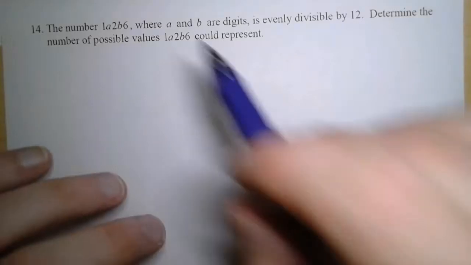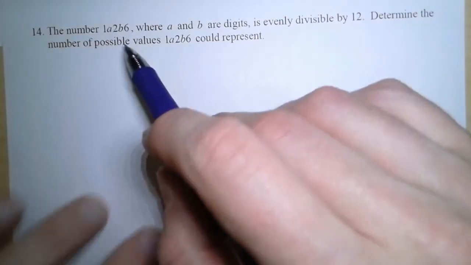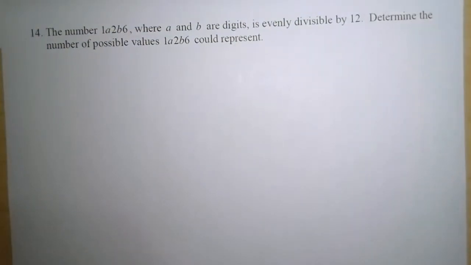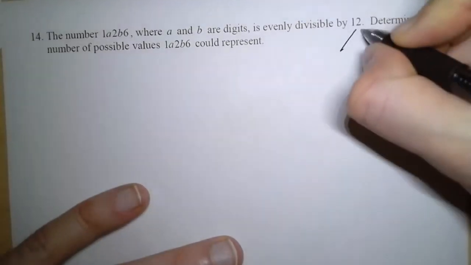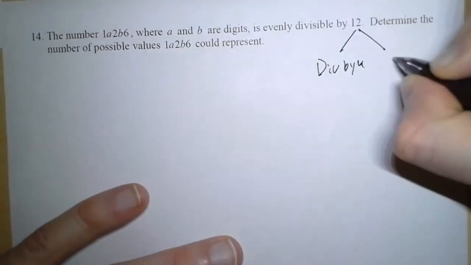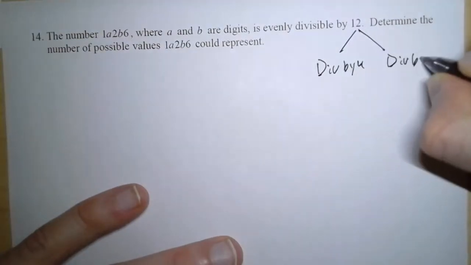In this problem, they give us this number, 1a2b6, where a and b are digits. And they tell us that it's evenly divisible by 12. Now, if it's divisible by 12, that means that it's divisible by 4 and it's divisible by 3.